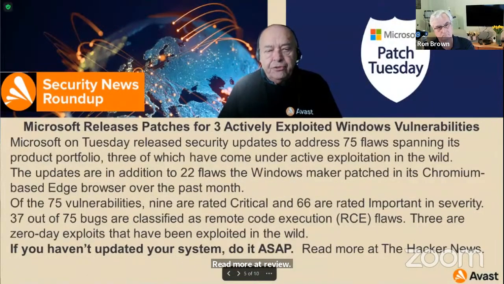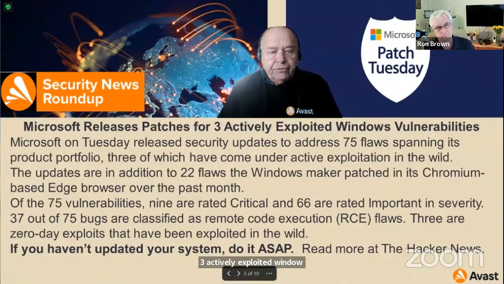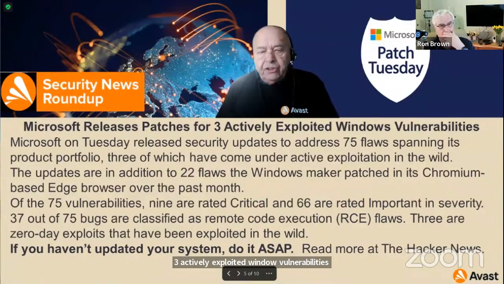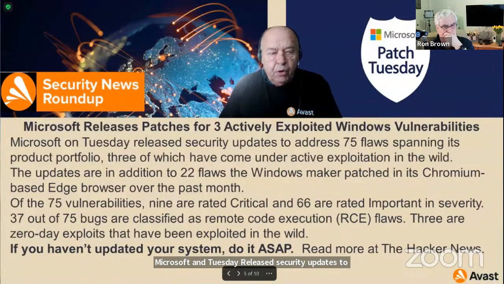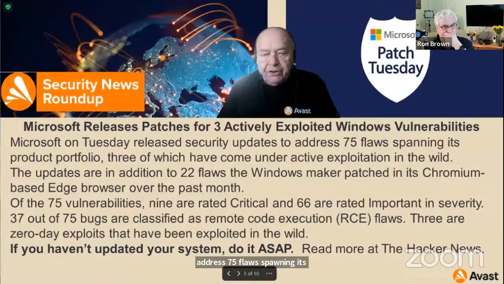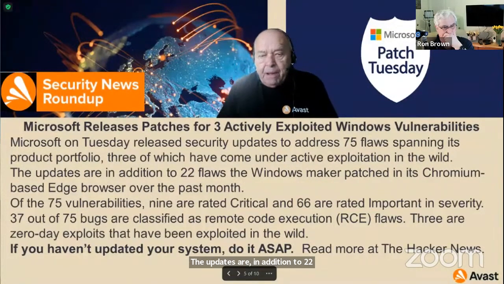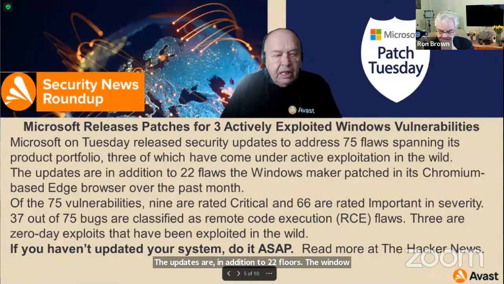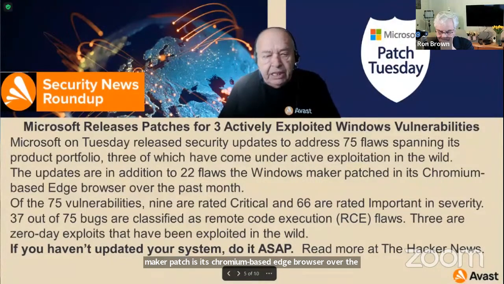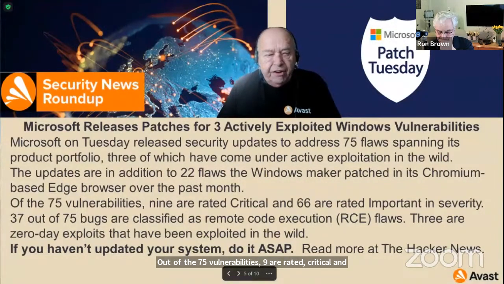Microsoft releases patches for 3 actively exploited Windows vulnerabilities. Microsoft on Tuesday released security updates to address 75 flaws spanning its product portfolio, 3 of which have come under active exploitation in the wild. The updates are in addition to 22 flaws the Windows maker patched in its Chromium-based Edge browser over the past month. Out of the 75 vulnerabilities, 9 are rated critical and 66 are rated important in severity.